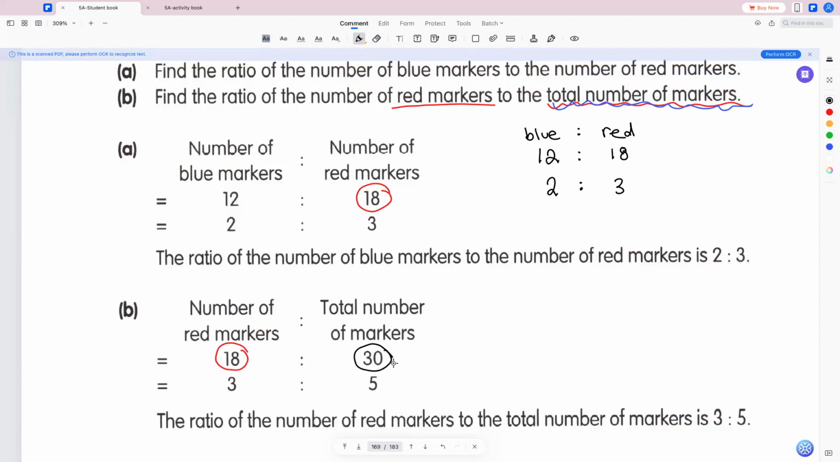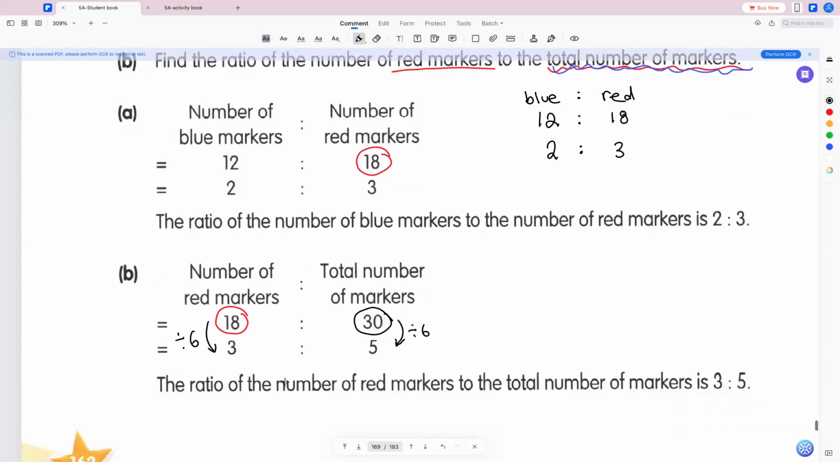And again, we can simplify this. We can divide both sides by 6, right? Whatever we do to one side, we do to the other. So it's both a common factor of 18 and 30. And so we get the ratio of the number of red markers to the total number of markers is 3 to 5, right? That's our simplified ratio.